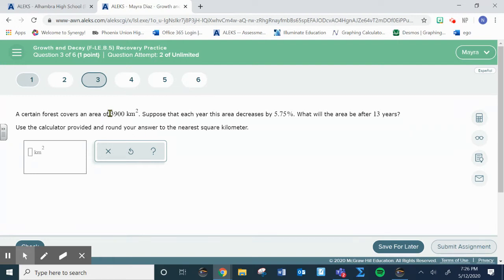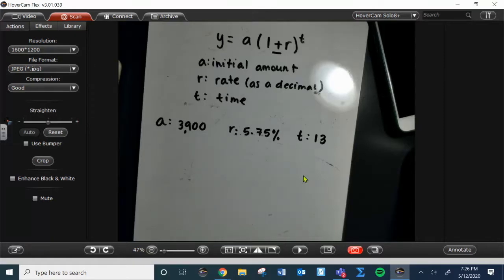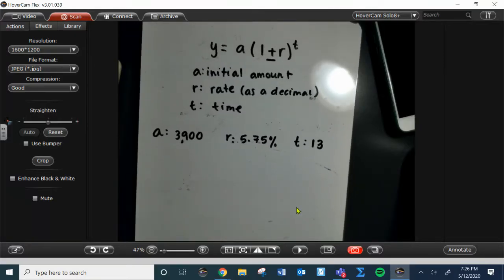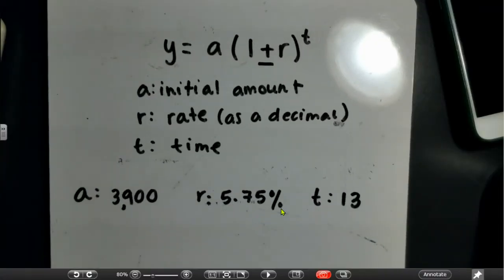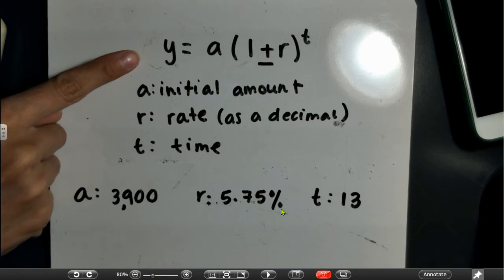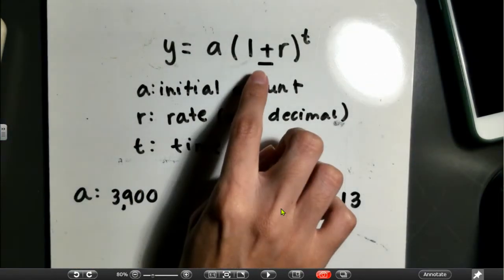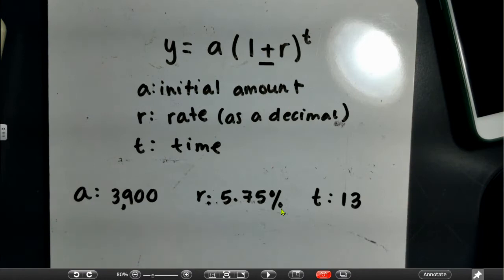And in this example, that's going to be the 3,900, the 5.75%, and 13 years. So take those three numbers and you're going to write them down on a piece of paper or something. Okay, and then the other thing that you're going to write down is this formula right here at the top. Y equals a parentheses 1 plus or minus r to the power of t. And it looks a lot more complicated than it is.